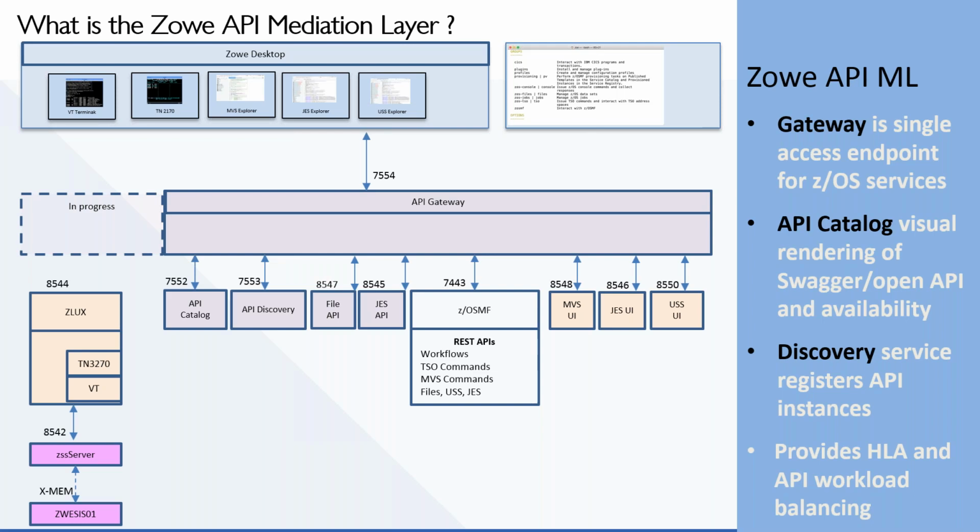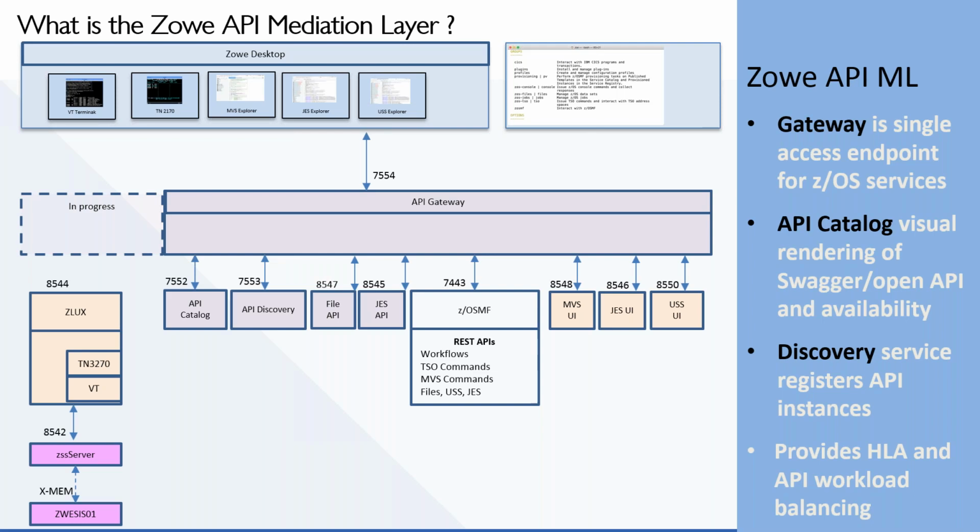Now, the mediation layer also has 2 other important components. One of which is the API catalog. If you think about a gateway as providing all of these services, it's nice to be able to ask the gateway, well, what services do you have for me? And also, if the services themselves are REST APIs, REST APIs have a metadata format known as Swagger or Open API, and it's nice to be able to see those and start to test those out. And that's provided by the API catalog.